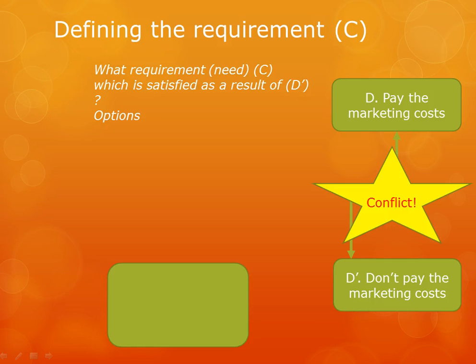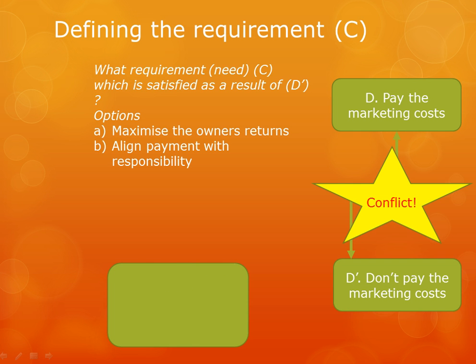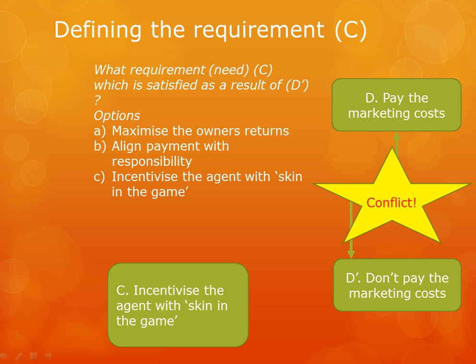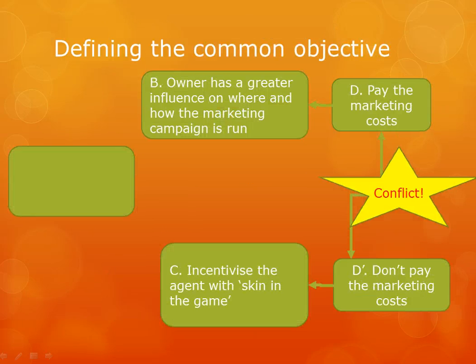And if we take a similar approach with the requirement for not paying the marketing costs, then those options can be either maximise the owner returns, align payment with responsibility, or incentivise the agent with skin in the game. So I chose item C, which says incentivise the agent with skin in the game. So the logic being that if I want to incentivise the agent with skin in the game, then I, as the owner, don't pay the marketing costs. So that's the logic that I'm trying to get to here.